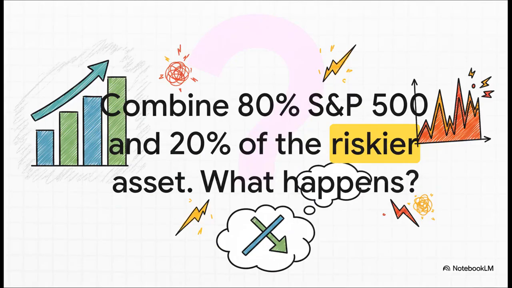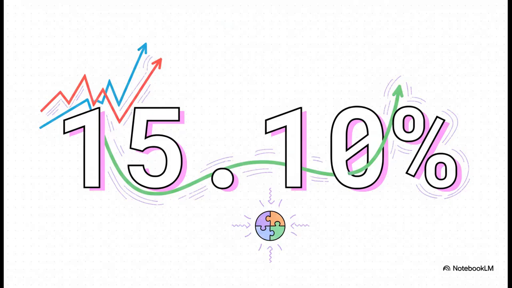So here's the million-dollar question. What do you think happens when you take your S&P 500 portfolio and add a small 20% slice of that much riskier asset? I mean, common sense would tell you that the overall risk has to go up, right? Get ready for this. The risk of the combined portfolio actually drops. It goes down to 15.10%. It is now less risky than the S&P 500 was all by itself.